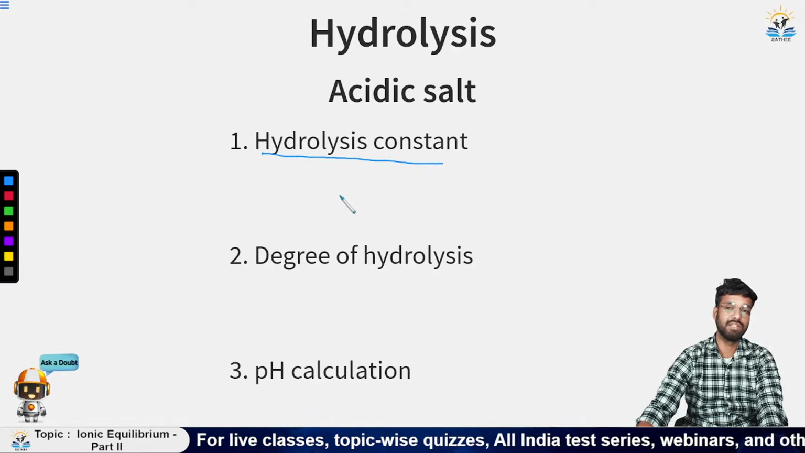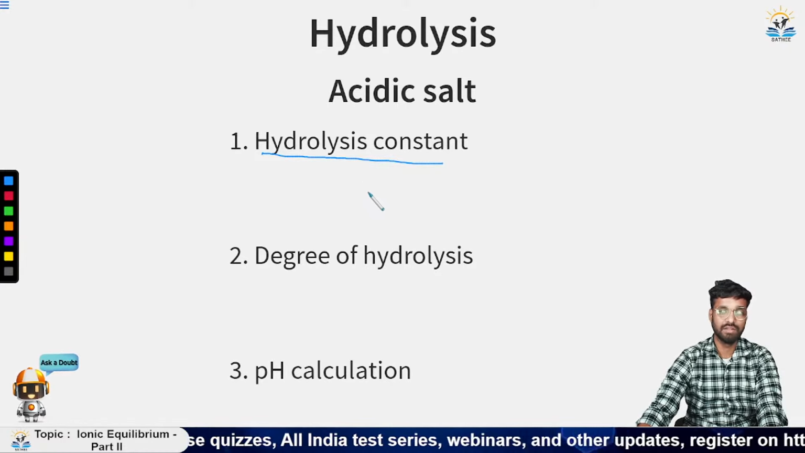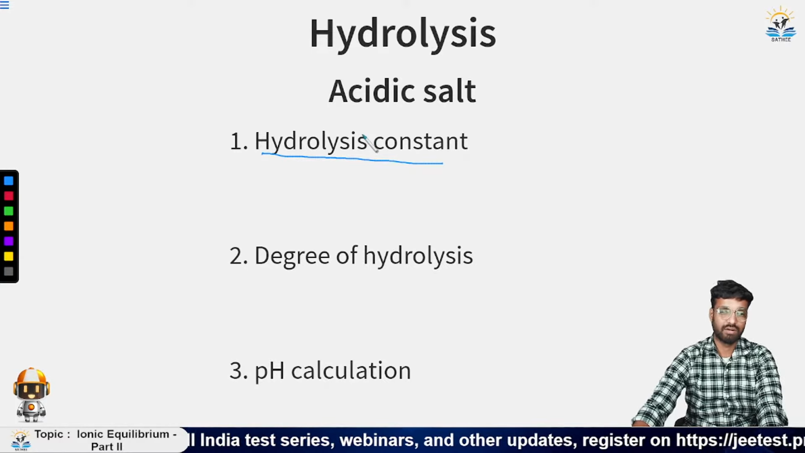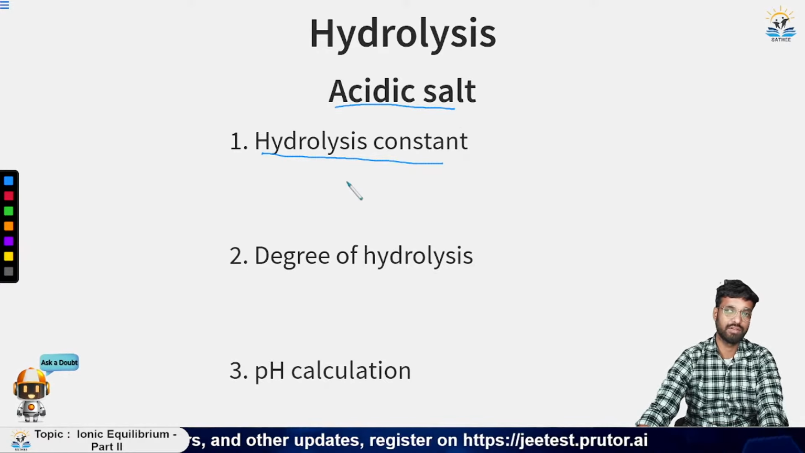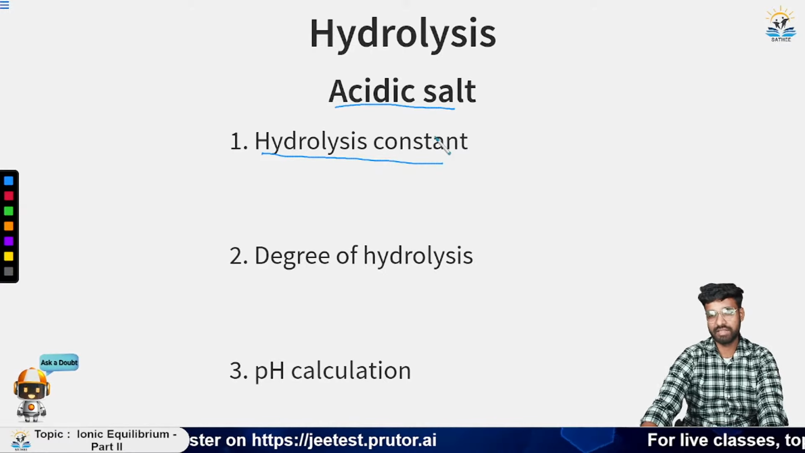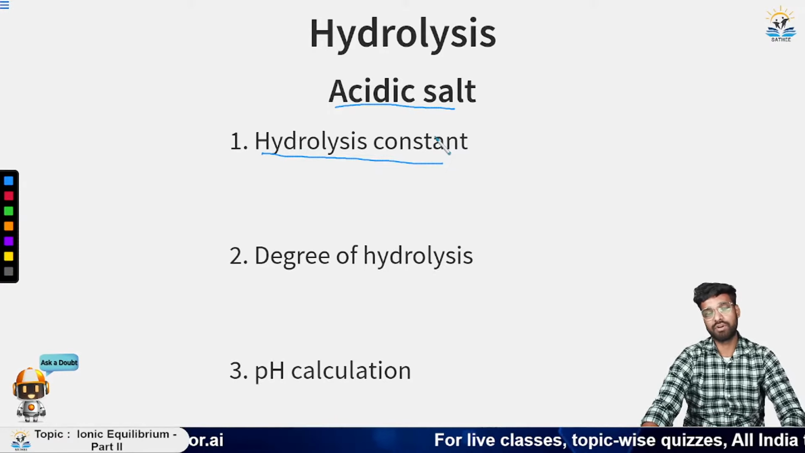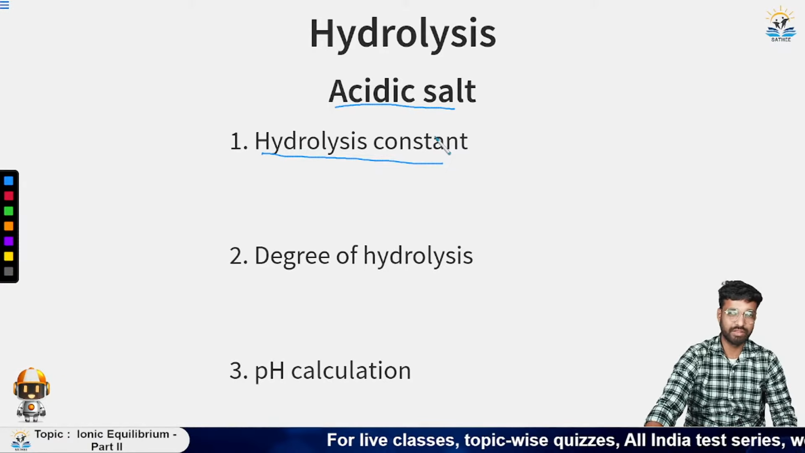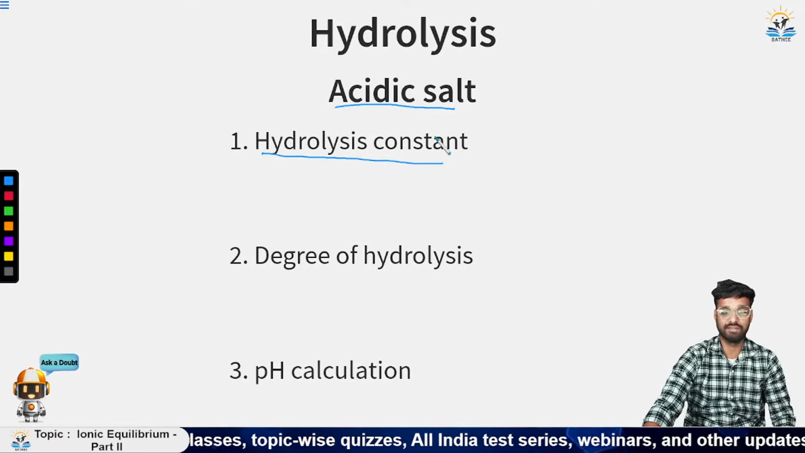So the hydrolysis constant is nothing but the equilibrium constant times the water concentration for this acidic salt. Why is it an acidic salt? Because it has increased H+ ions. If you want to remember which one is acidic and which one is basic, the simple idea is that if you use a strong acid and a weak base, since the acid is strong, the salt will be acidic in nature.